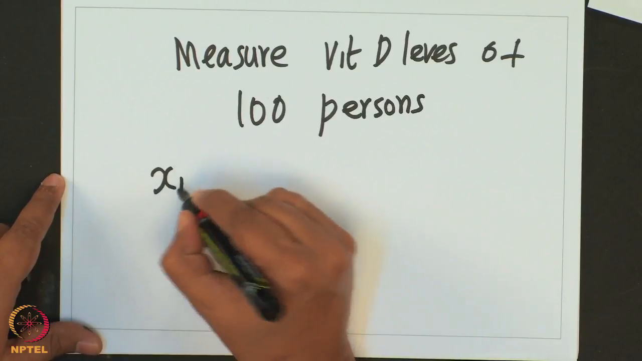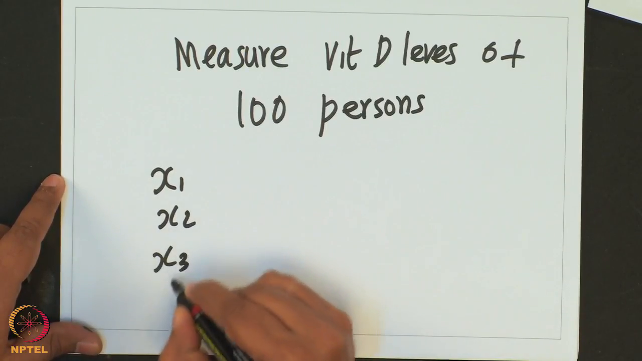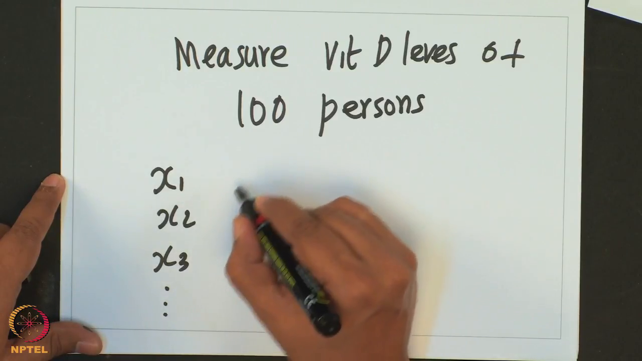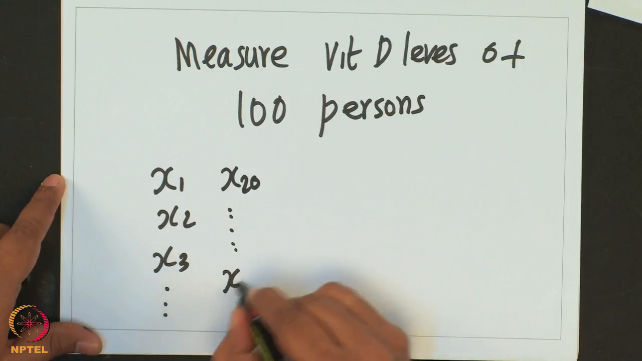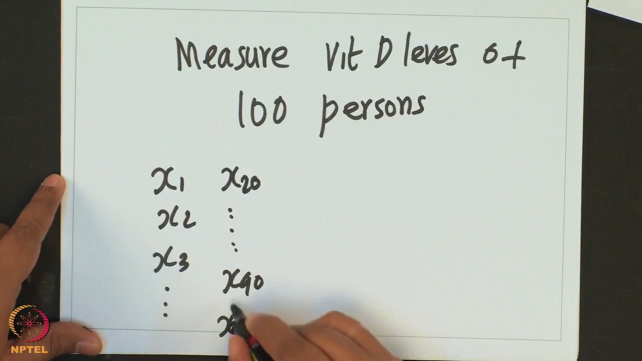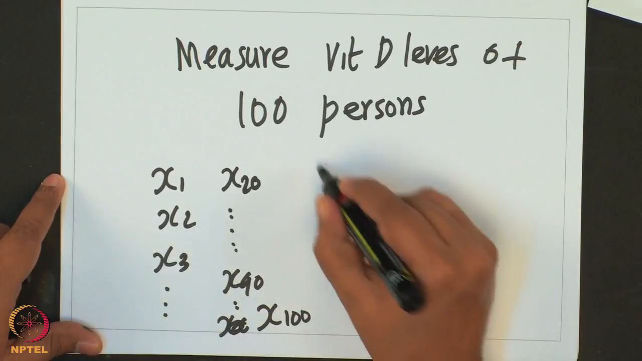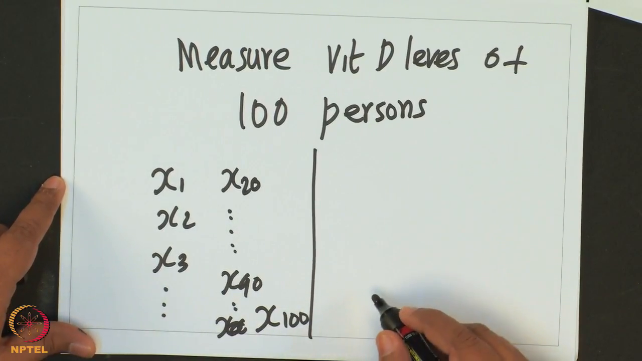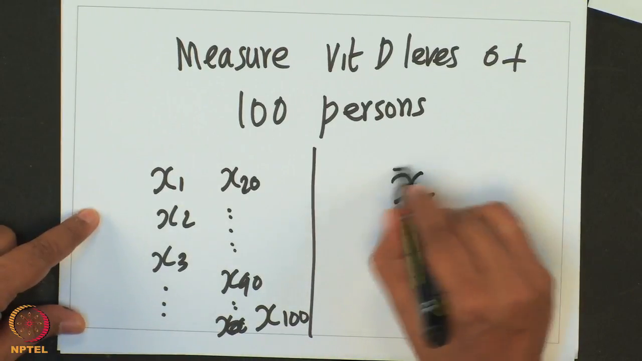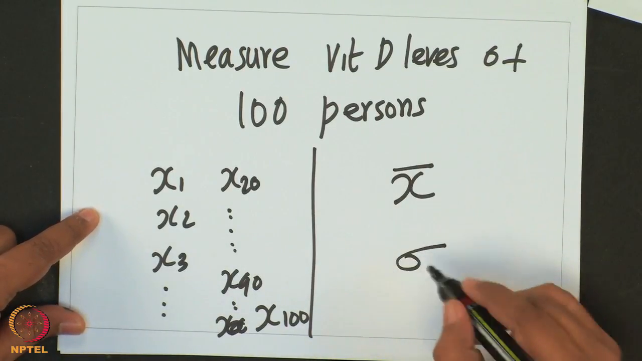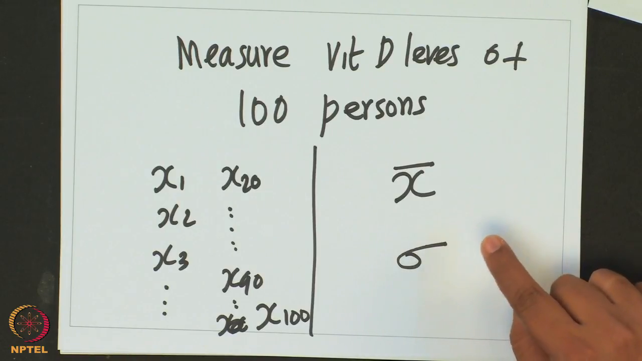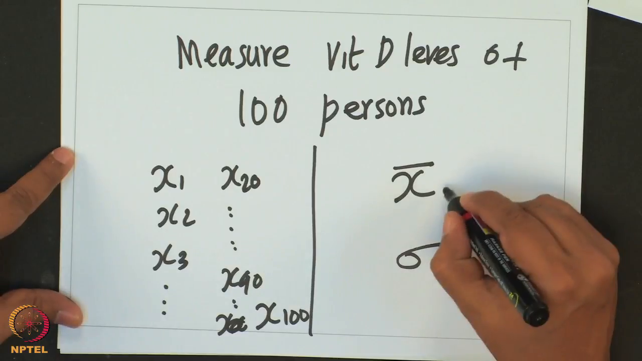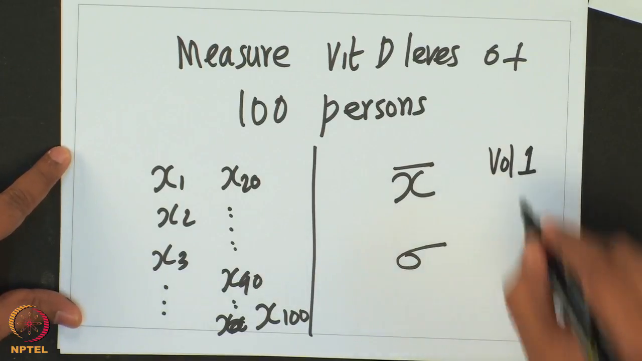At the end of the day, I will have data x1, x2, x3, and so on up to x100. You will have 100 data points. From this data, I can calculate an x bar, and of course a standard deviation also. So I am volunteer 1, and I have an x bar.